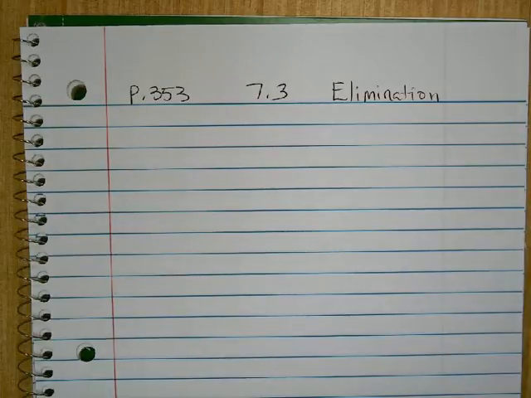The first method we learned was graphing. We graphed the lines and we looked for the place where they intersected each other, and we named that location using x and y.